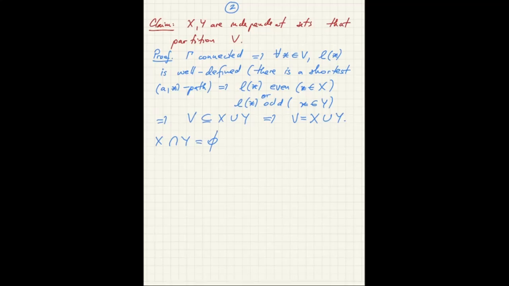Now, the only thing left to prove is that both X and Y are independent sets. I'll just do it for X, and the proof for Y is similar. So now I will prove that X is an independent set. To do that, I will do a proof by contradiction.